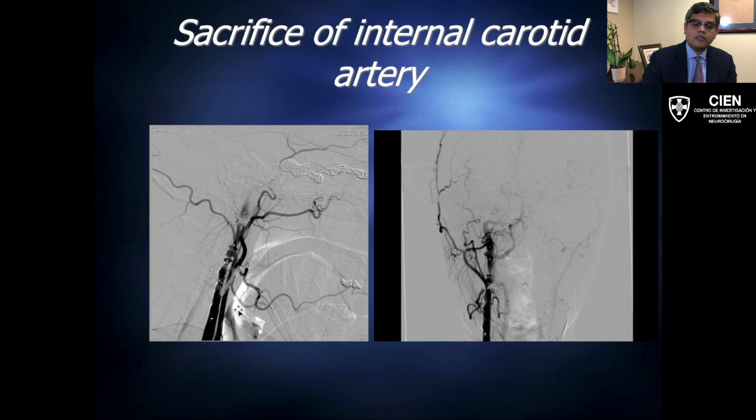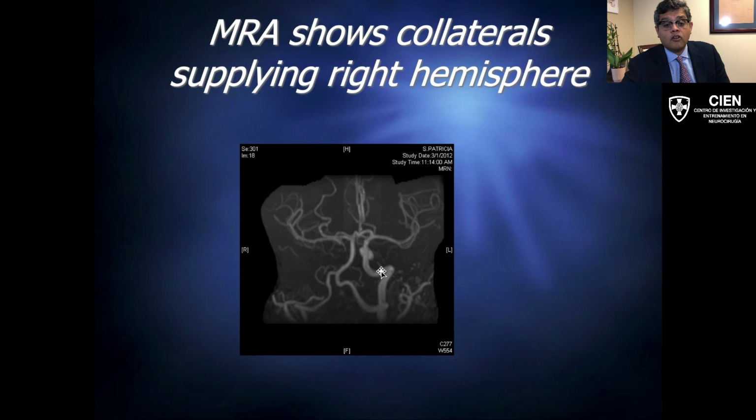This is a post-embolization image. The internal carotid artery is completely taken down. There's no evidence of any fistula. And then you can see the MRA done after that shows extensive collaterals from the left side and to the vertebrobasilar system, but the right hemisphere fills well. And the patient did well eventually.